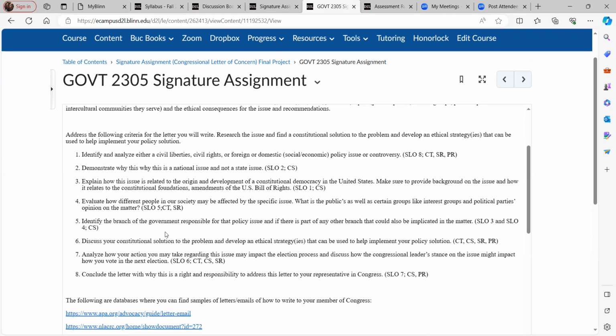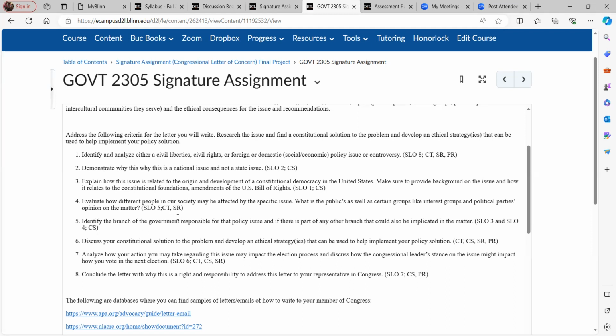So for number 5, you have to identify the branch of the government responsible for that policy issue, and whether any other branch could also be implicated in the matter, right? Like I said, you don't necessarily have to answer it as number 1, number 2, because you are going to style it like a letter. So it does have to look more like a letter. As long as you're answering these questions, and I can read that you're answering them, then you should be okay.